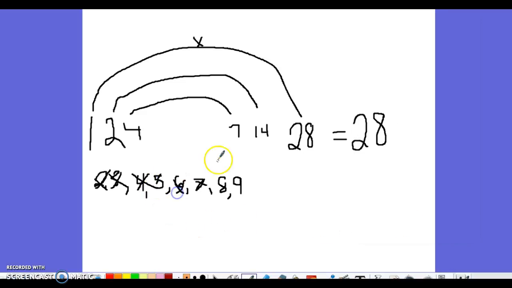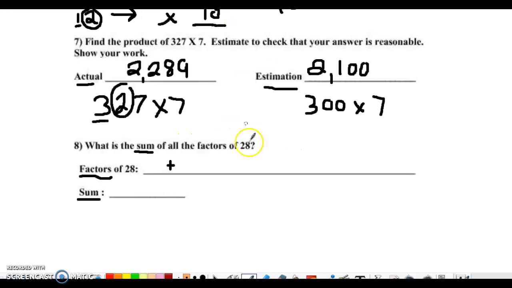I'm done because 7 times 4 is the opposite, as we know, the commutative property, which means my factors are 1, 2, 4, 7, 14, and 28. Let's list them. 1 plus 2 plus 4 plus 7 plus 14 plus 28.